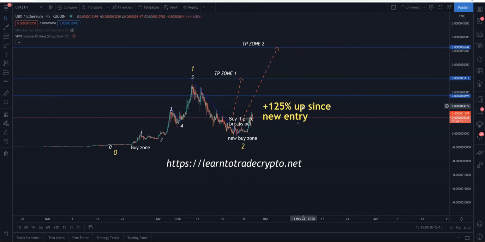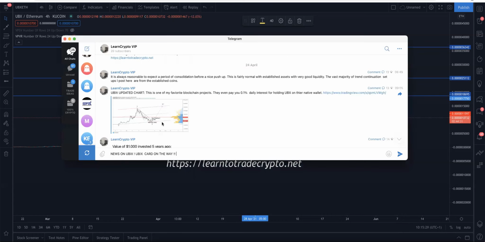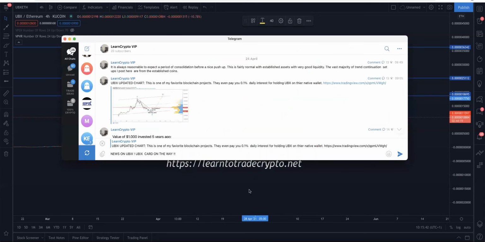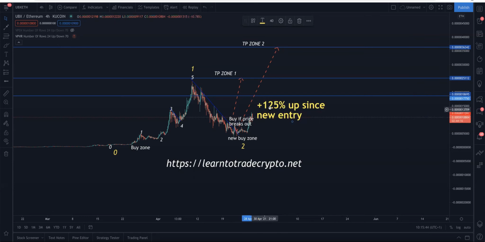For example, you see here we are already 125% up on this coin called UBX network. I'll probably make a video on UBX network sometime soon, because this is a cryptocurrency project that is absolutely incredible and making a lot of gains. So if I go on to my Telegram channel, you will see that I posted this UBX chart a couple of days ago on April 24th. Today is 27th, and I said to buy the breakout and retest of that. And as you can see, we are very much in profit, up to 125%.